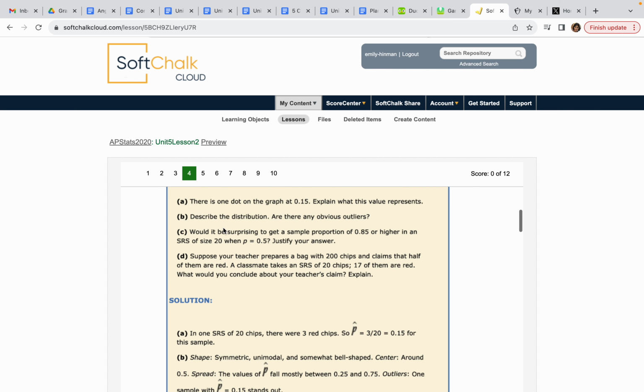And it's saying there was one dot at 0.15. What is that? Well, 0.15 is 3 out of 20. So in one sample, there was only 3 red drawn.